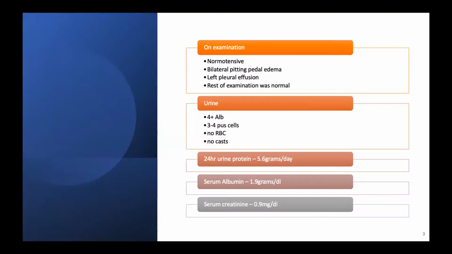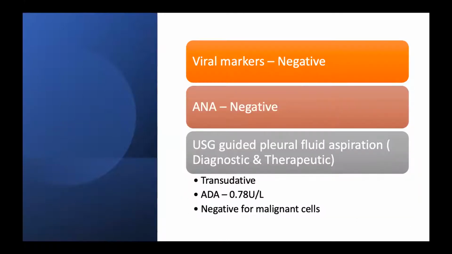When he presented to us, he was normotensive and he had bilateral pitting pedal edema and left pleural effusion. Other than that, rest of the examination was normal, and his urine was showing 4+ proteinuria with 3 to 4 pus cells, no RBCs and no casts. 24-hour urine protein was 5.6 grams and his serum albumin was 1.9 grams. His serum creatinine was normal. Coming to his viral markers, ANA and other things, everything was normal.